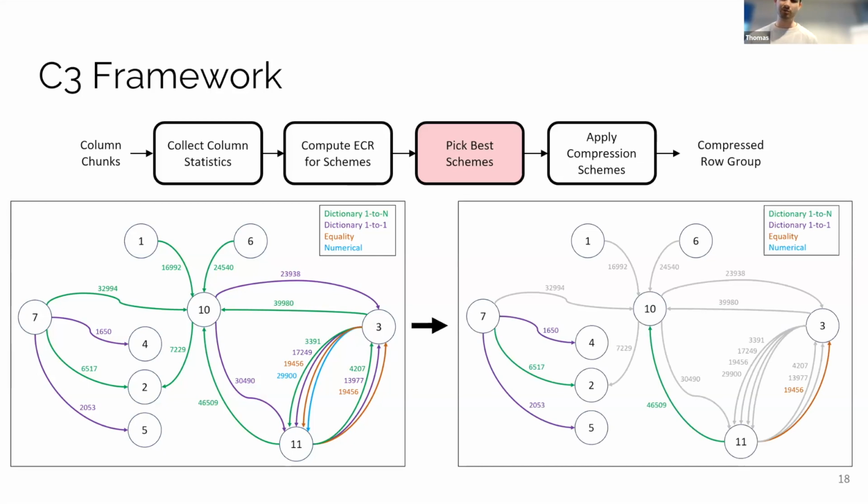We can see that while a source column can be reused for multiple schemes, each target column can only have one input edge. And we also don't allow chained correlations, to avoid needing to decompress a long chain of columns just to access one final column.